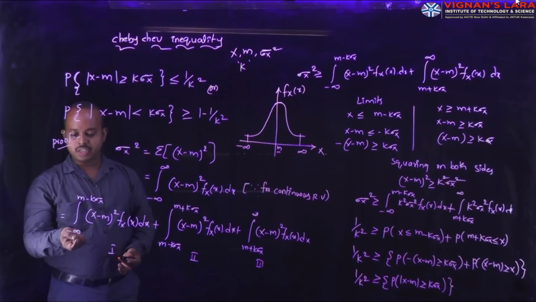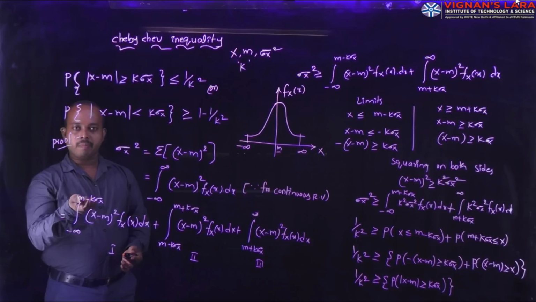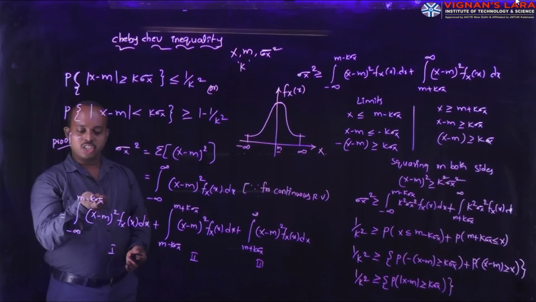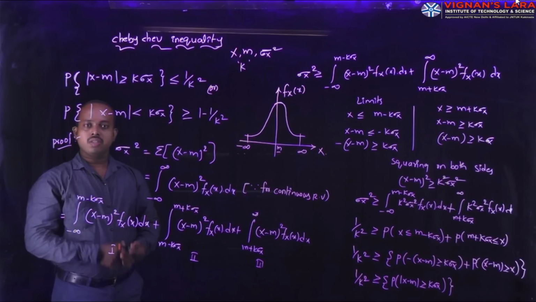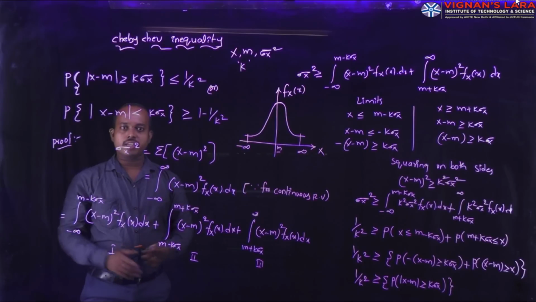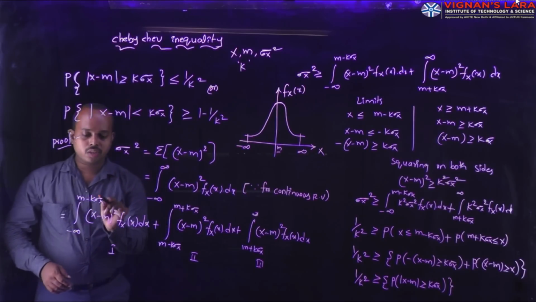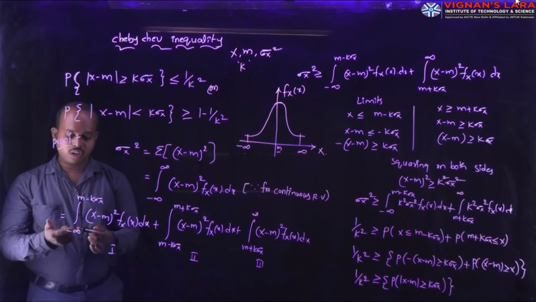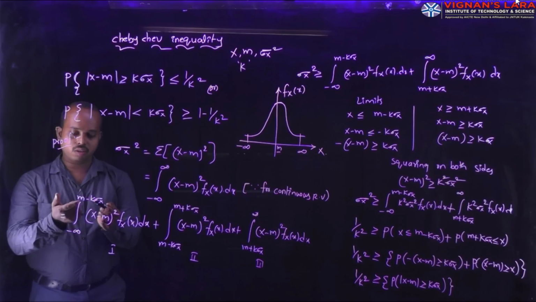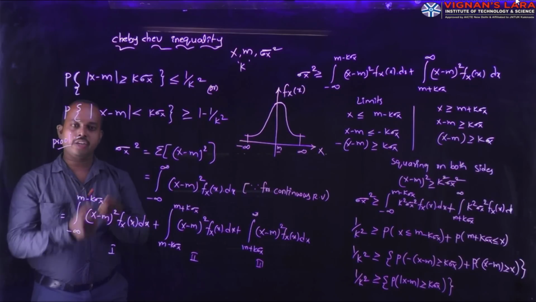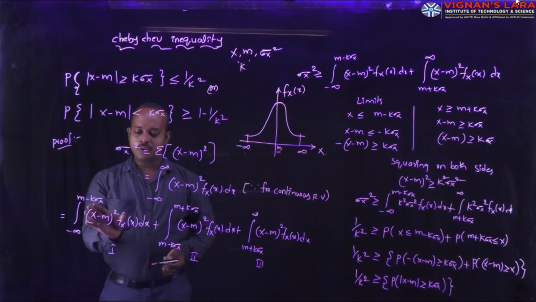The first part is minus infinity to m minus k sigma_X, where m is the mean value, k is a constant, and sigma_X is the standard deviation. The initial value is minus infinity. The final value is m minus k times sigma_X. The function is as it is.